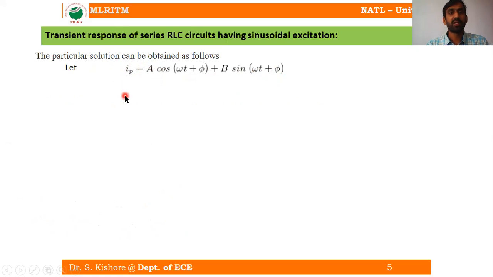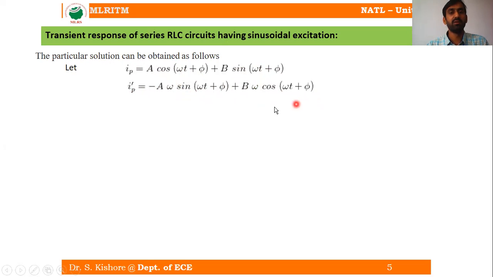Right. So for this, what is the first order derivative? IP dash is going to be equal to, the derivative of cos is minus sine, and the internal derivative is omega. So minus A omega sine(omega t plus phi) plus the derivative of sine, which is cos, with internal derivative omega, so B omega cos(omega t plus phi).